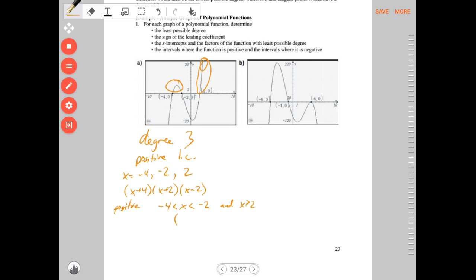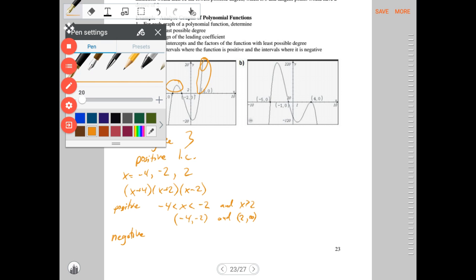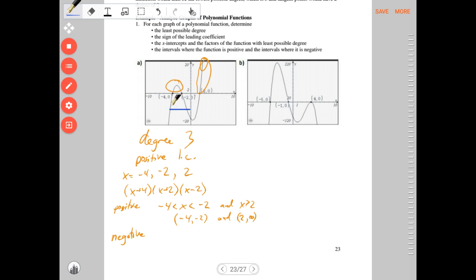Interval notation for this would be open brackets because we're not equal. So (-4, -2). Okay, and then we have 2 all the way up to infinity is how we do interval notation for these. Okay, so the graph is negative, on the other hand, for, here I'll write in blue. So negative for here and this part.